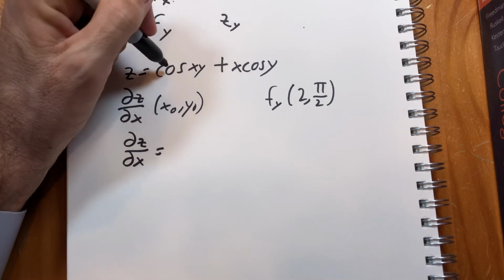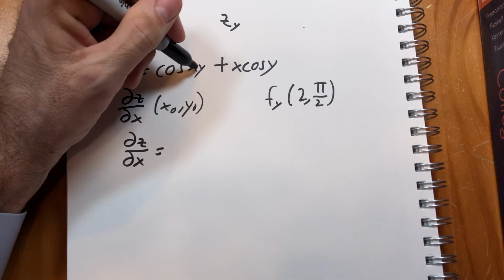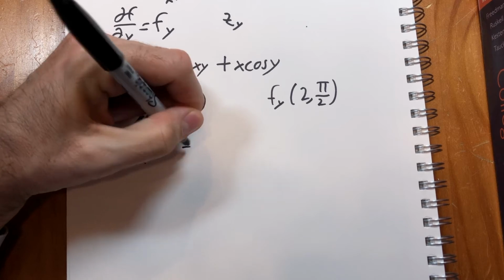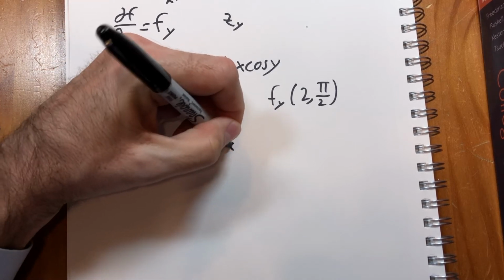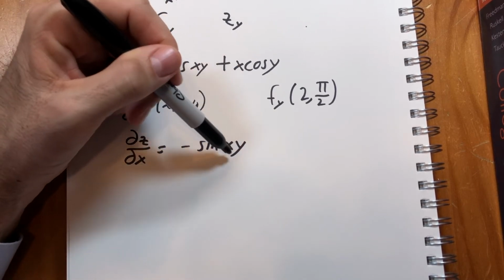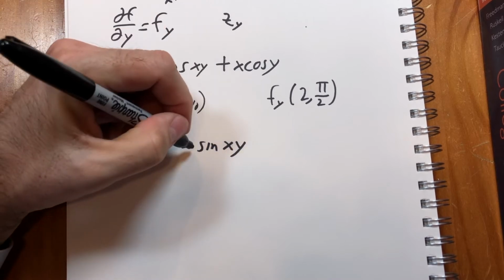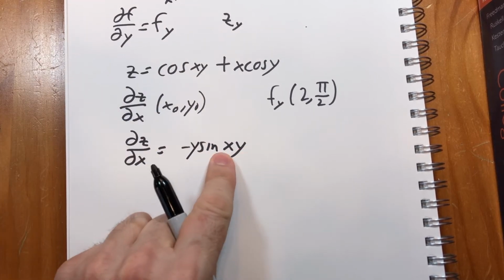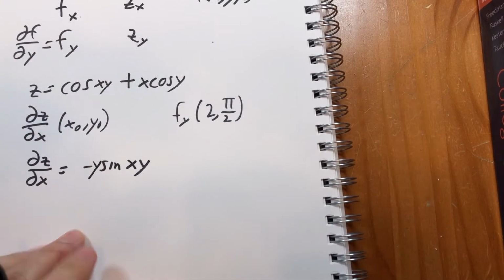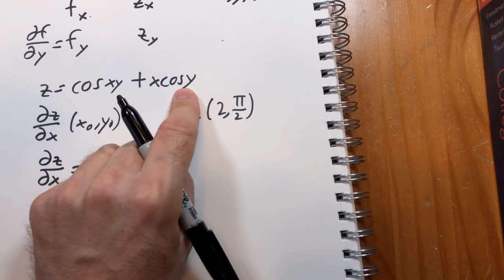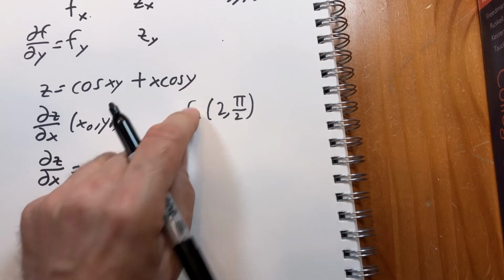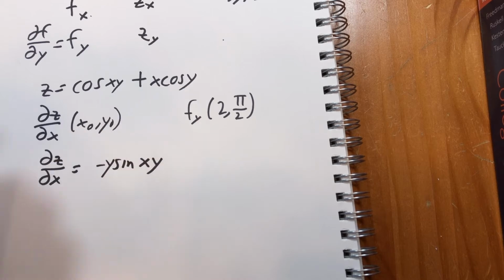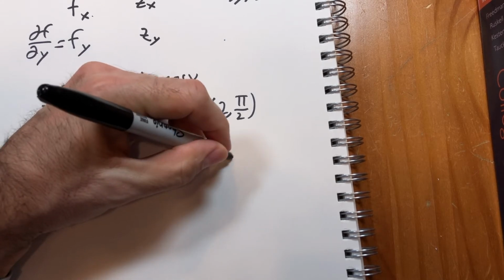So we're going to have to use the chain rule. The derivative of cosine is minus sine times the derivative of what's inside, which in this case is just y, because y is the constant, right? And then x goes down to 1. And then here, cosine of y is a constant, so it's just the derivative of x times a constant, so it's just cosine y.